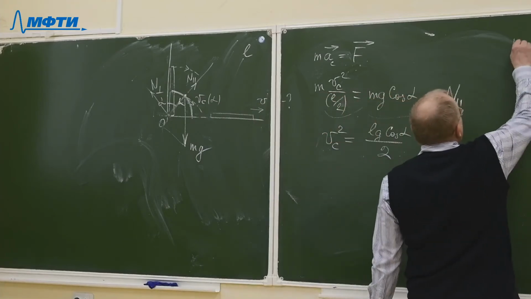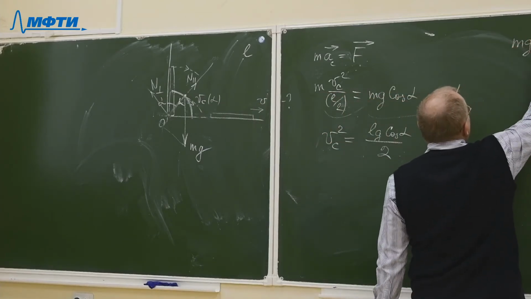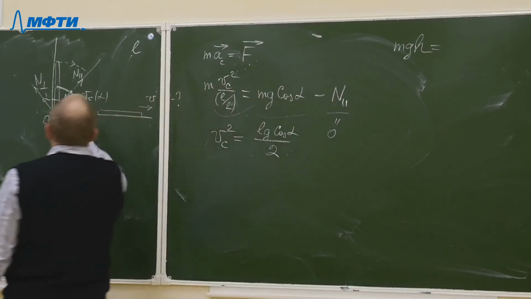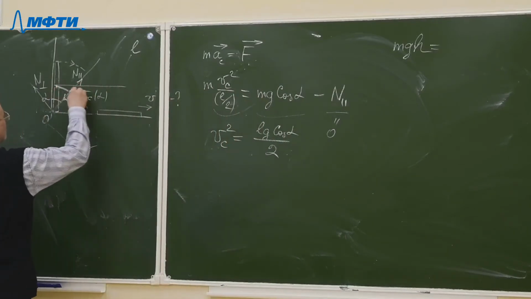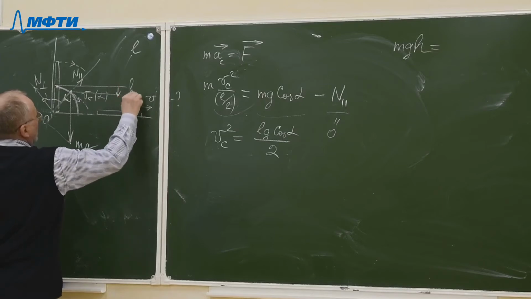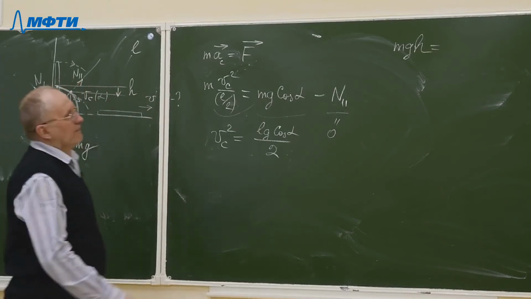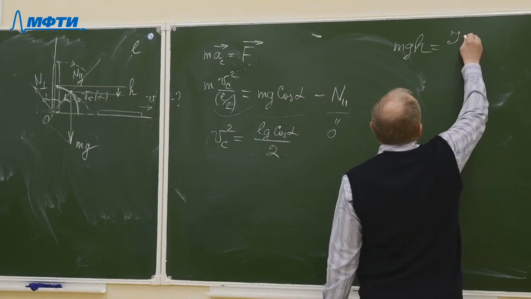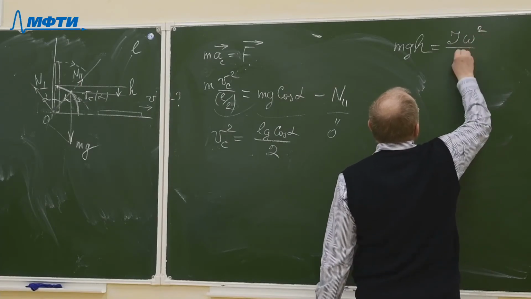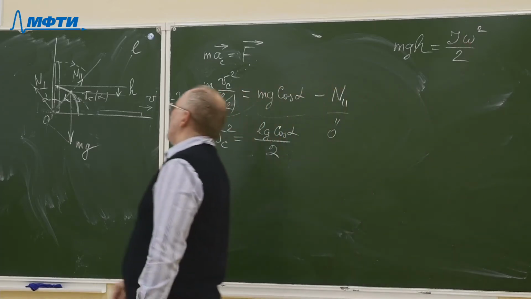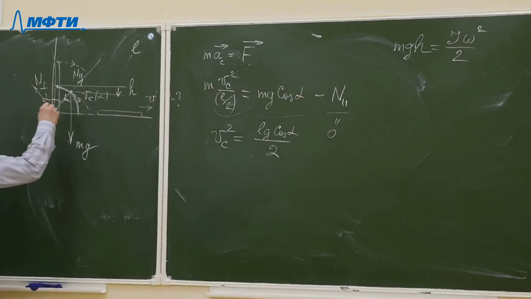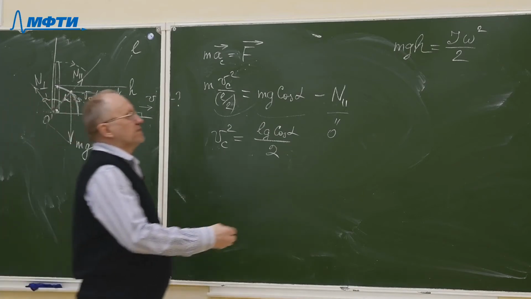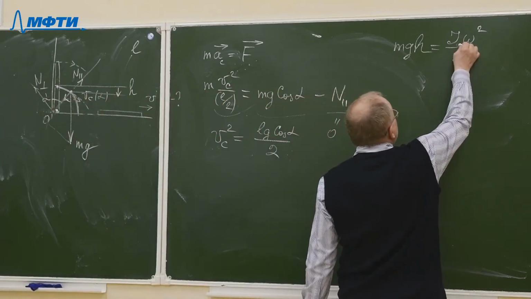So mgh, the loss of potential energy of the center of mass, will be equal to the increase of kinetic energy, which is I omega squared over 2. What is I? I is the moment of inertia about the fixed point about which the plate rotates, about this point O. So this is the moment of inertia about axis O.